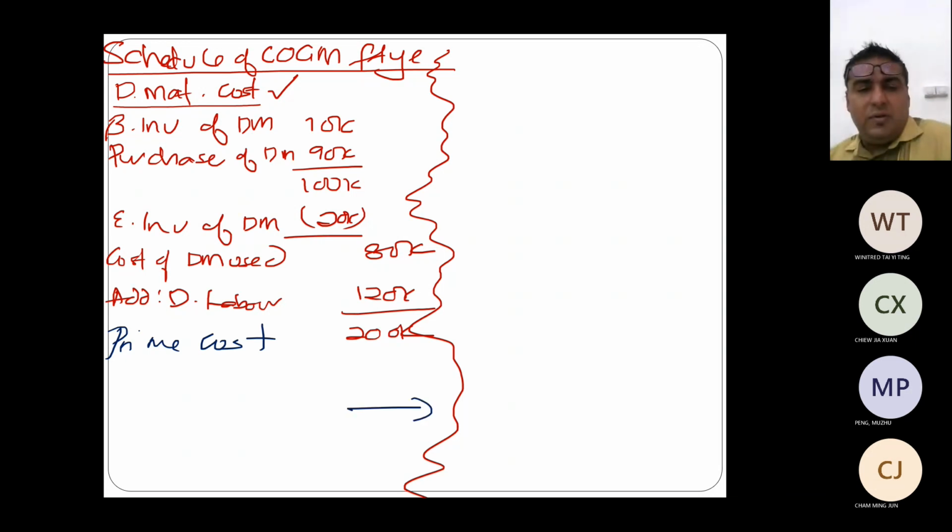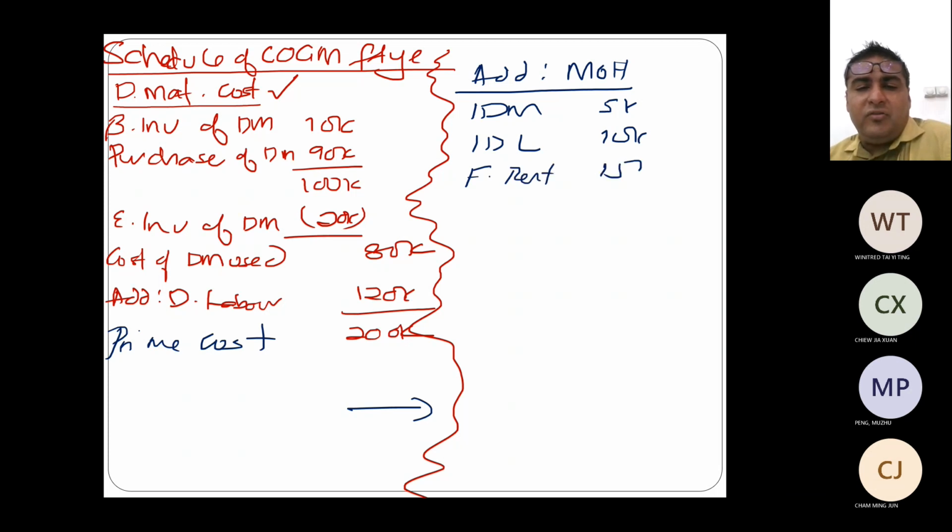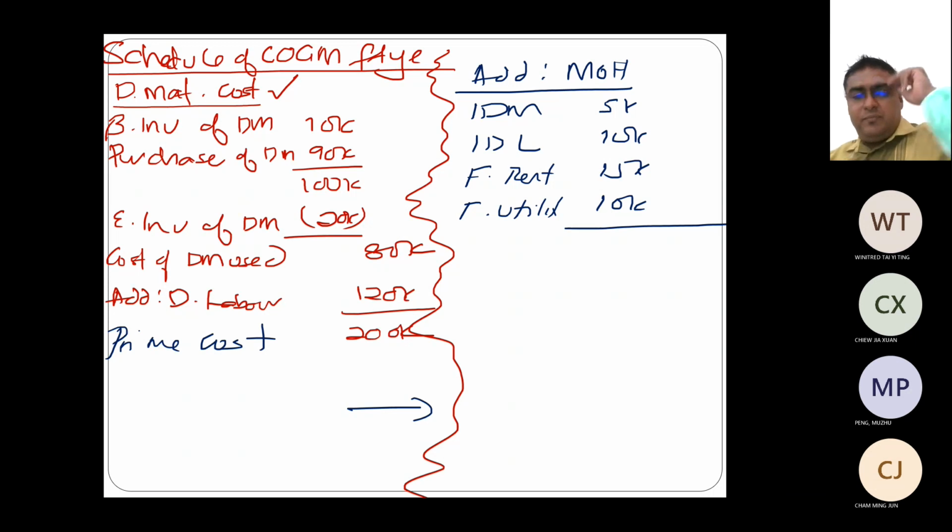Okay, next one. I continue. Add manufacturing overhead. Let's say I have indirect material 5,000, indirect labor 10,000, factory rental 15,000. Let's say factory utilities 10,000. So in total, how much is this? 40, right? Okay, so now I got my prime cost, I got my manufacturing overhead.